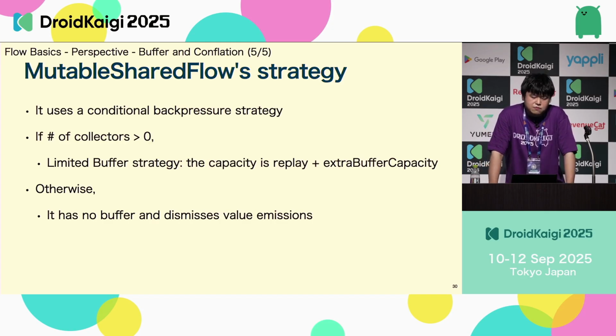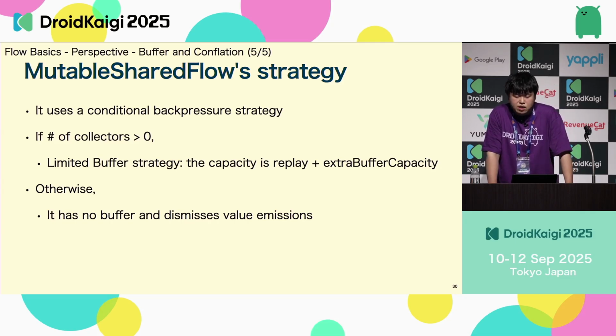Last one is a mutable shared flow special strategy. This conditionally selects a strategy depending on the number of collectors. If at least 1 collector exists, it uses limited buffer strategy. Otherwise, it will dismiss value emissions.